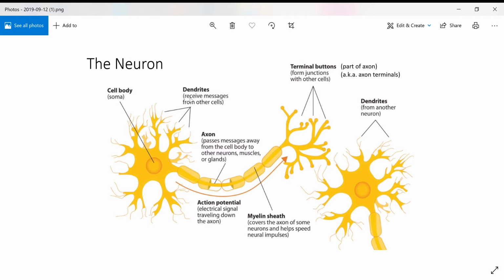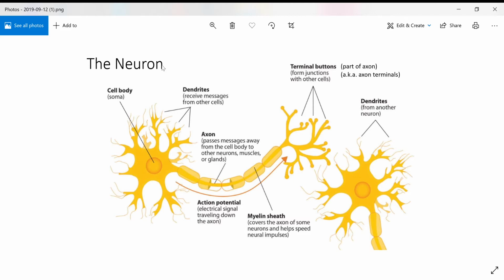Hi, my name is Kaylee Bernardo, and I'm going to be talking about neurons, action potentials, and how they actually work and communicate with other cells in the body. A neuron is an electrically excited cell that communicates with other cells surrounding it.